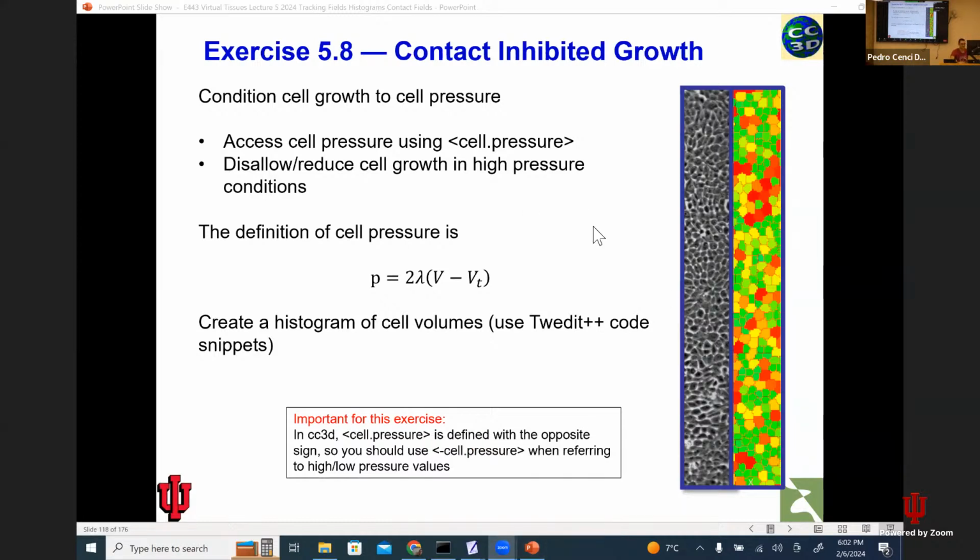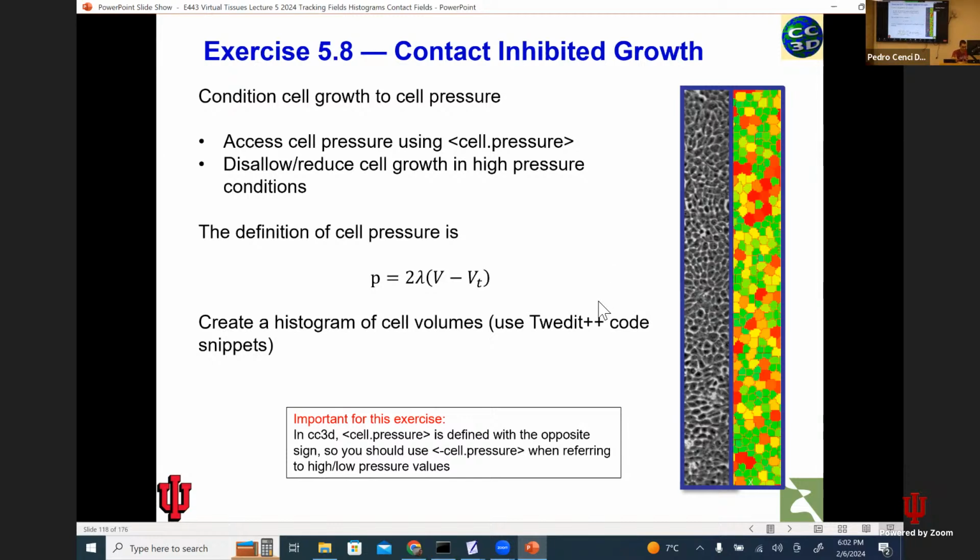So pressure is this. P is 2 lambda V minus V target. It means that if our cell volume is greater than the target, P is positive. This is something we have to be careful about. When working with physics, we understand a high pressure would be a cell being squeezed, but if the cell is being squeezed, the volume is below the target, and this is negative. So we actually have to invert the sign of cell pressure if we want to work in the common interpretation. All right, we have to be careful about that.